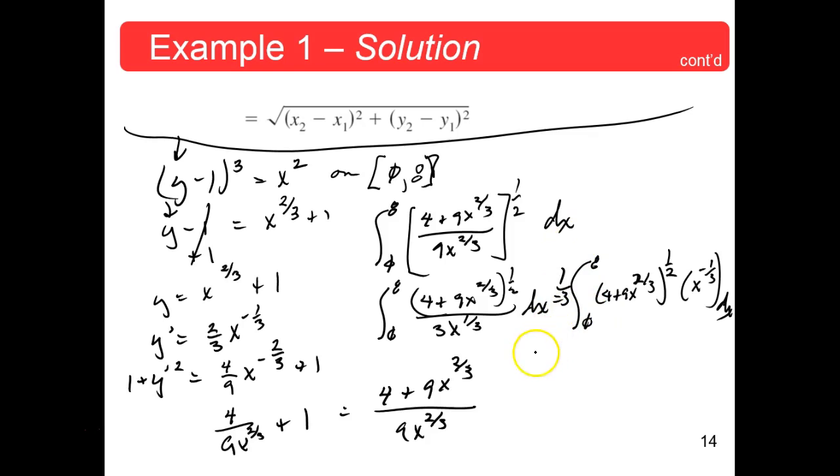So here we have, let u equal the innermost part, the most complicated looking part of this. Well, that's the radical, okay? So that's going to let u equal 4 plus 9x to the 2/3, okay? Then du is equal to what? Anybody? 6x to the negative 1/3. Right? Because the derivative of 4 is 0, so that's out of there. And 2/3 of 9 is 6 times x to the minus 1/3 dx.